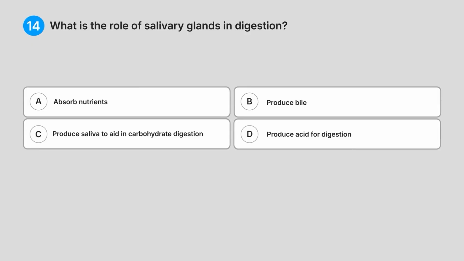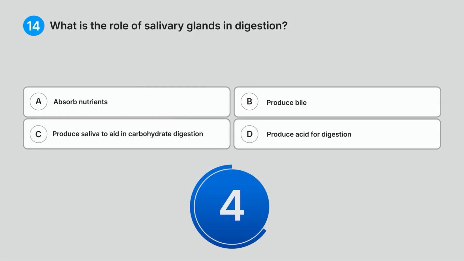14. What is the role of salivary glands in digestion? A. Absorb nutrients. B. Produce bile. C. Produce saliva to aid in carbohydrate digestion. D. Produce acid for digestion. Can you guess the answer?